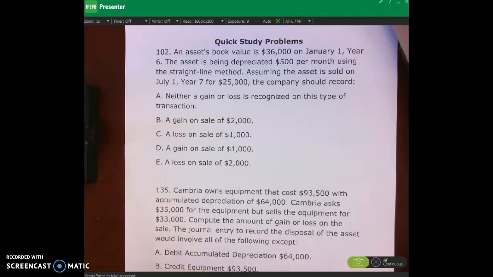Hello and welcome. In this lecture video, we'll be reviewing these two quick check problems here on page 239 of your course pack, okay? So let's look at this first one.